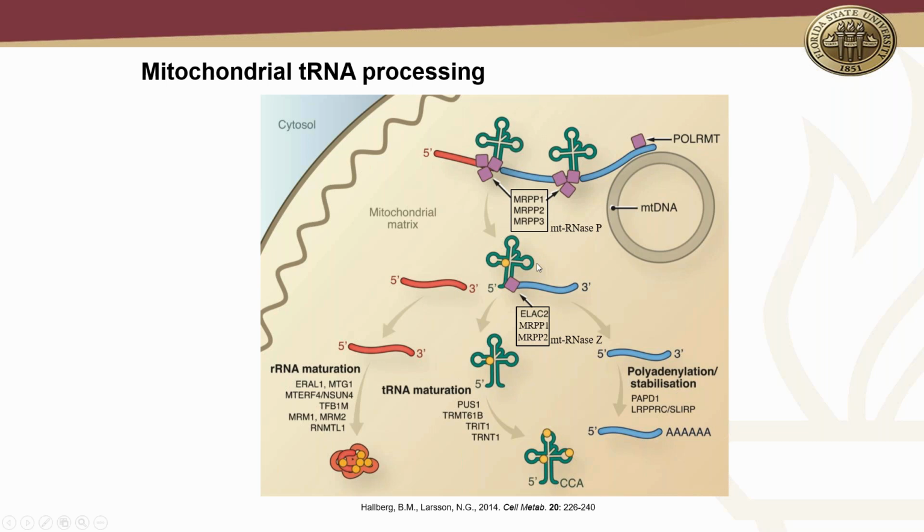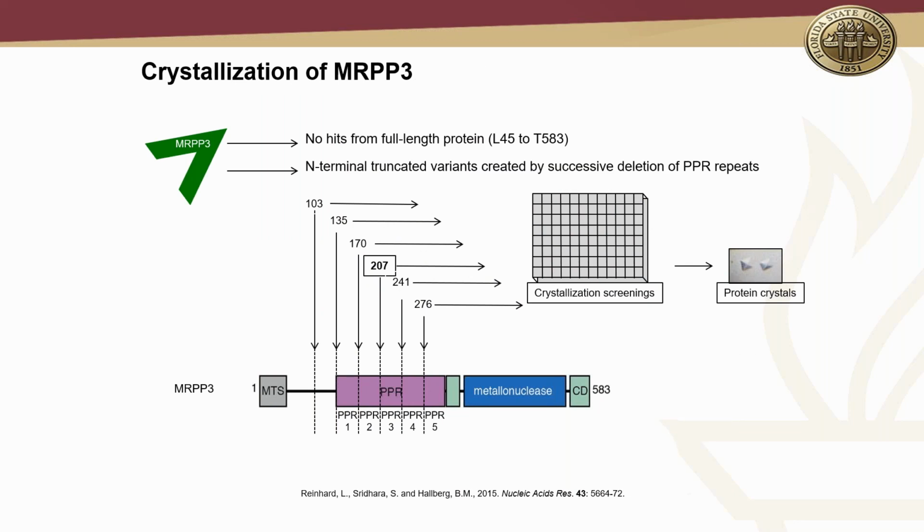But I would just like to highlight one of the sub-projects that I was involved in, wherein we were trying to understand the crystal structure of MRPP3 protein, among many others. We were trying to crystallize the full-length MRPP3 protein, but unfortunately we were not able to generate any crystals of it. What we did was to generate a series of truncated variants of MRPP3 protein. Here you see a schematic representation of MRPP3 protein.